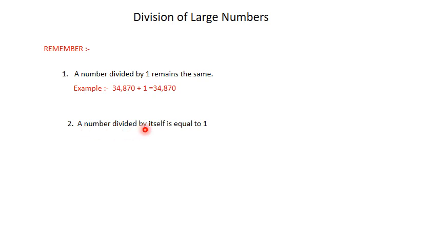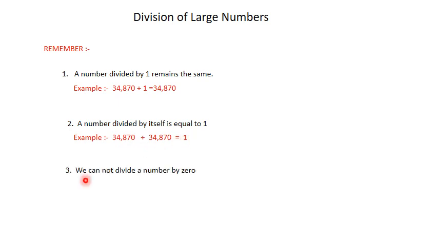A number divided by itself. Itself means the same number. So your answer is equal to 1. Let us take an example. See here, I have taken the same number and it is divided by itself only. See, both the numbers are the same. When it is divided by the same number, your answer is always 1.